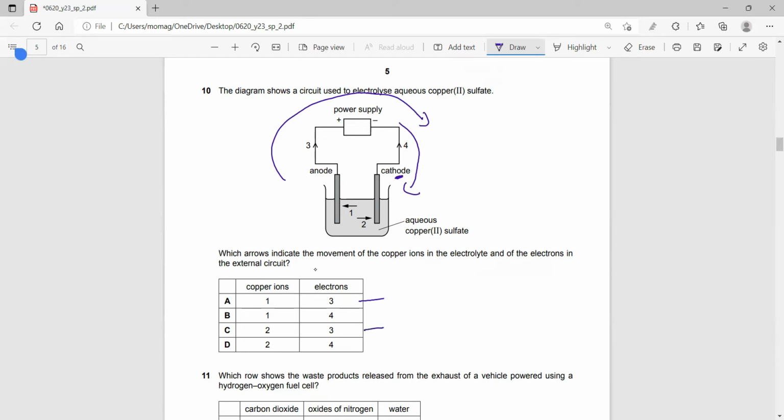What about copper ions? Copper ions are plus ions. They are attracted to the opposite charge or opposite end. They are plus, so they will be attracted to the negative end, to the cathode. So copper ions' movement will be direction 2. The intersection between 2 and 3 gives you option C.